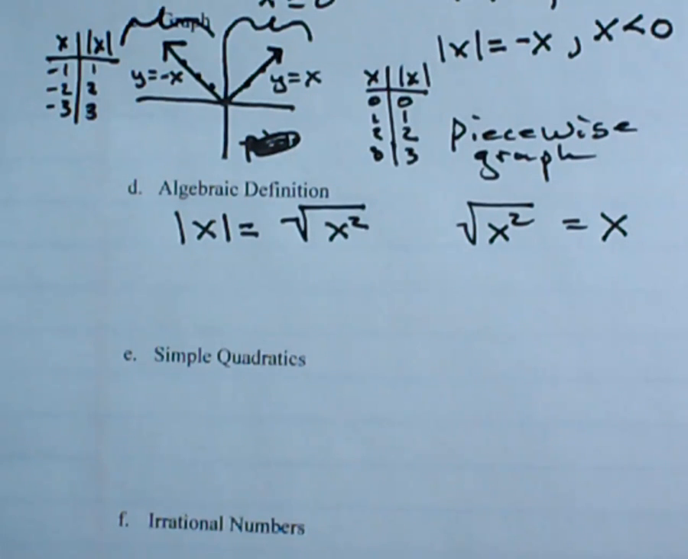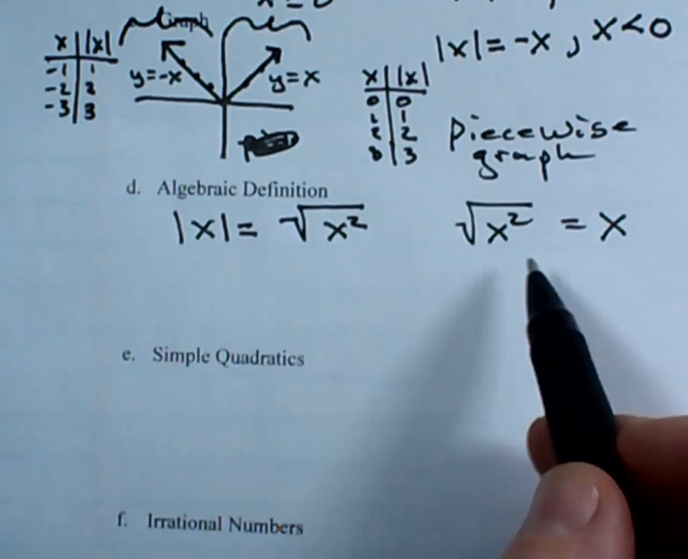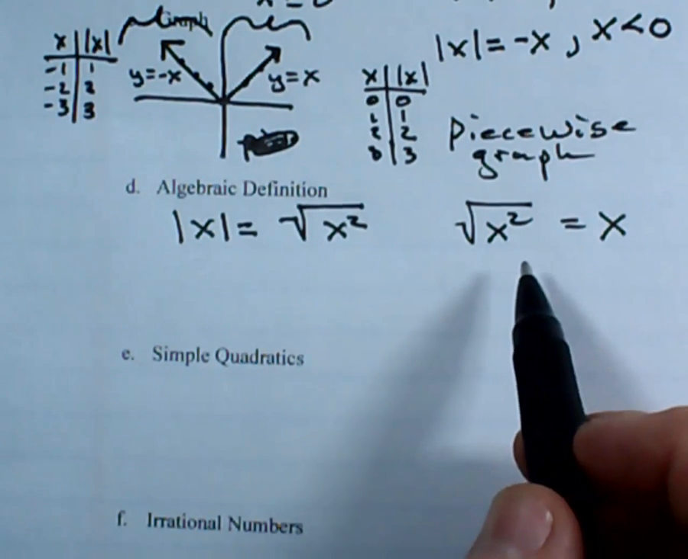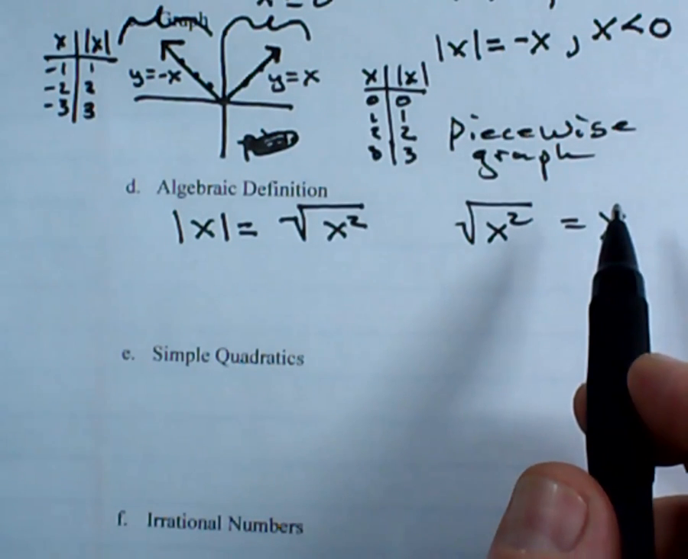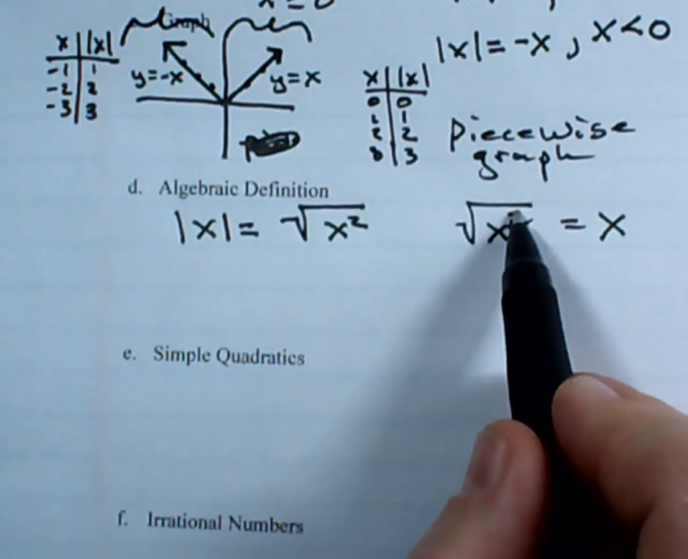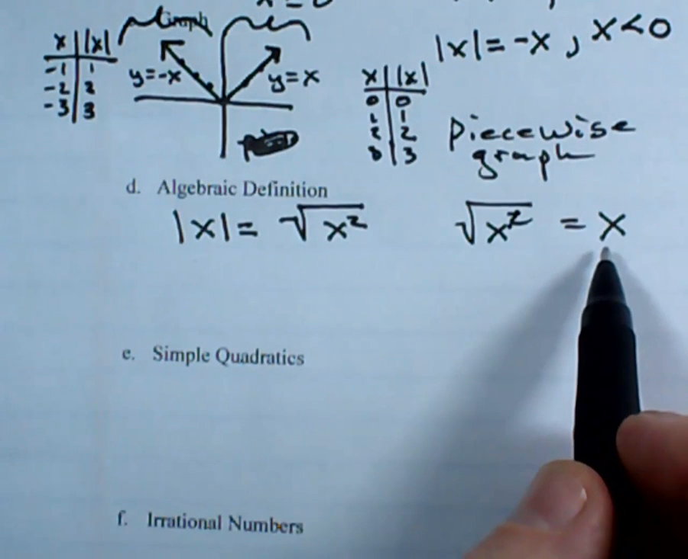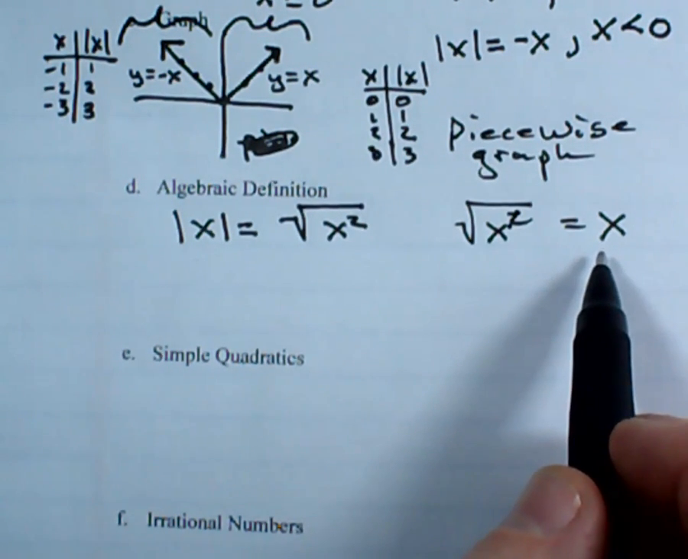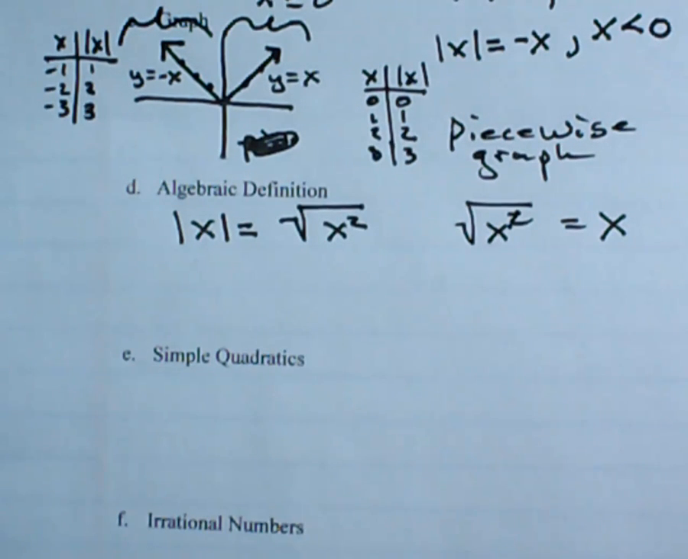Let's check it out. Let's say x equals 5. Okay? 5 squared is 25. The square root of 25 is? It's 5, isn't it? Right? Was Jordan correct? Yes. Now here's the tricky part.